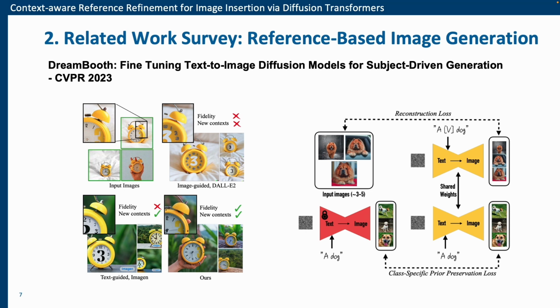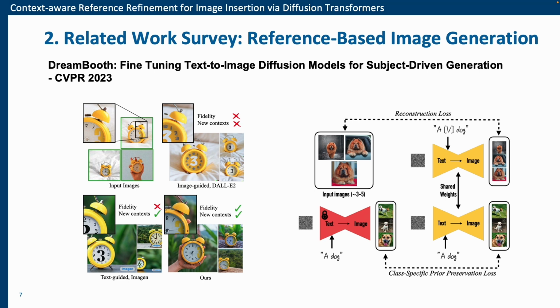Next is DreamBooth. DreamBooth is a personalized image generation method designed for subject-driven generation. Its main idea is to personalize a text-to-image diffusion model using only a few reference images, around 3 to 5 images. The key innovation is that DreamBooth learns to bind a unique identifier token to a specific subject. After fine-tuning, this token can be used in text prompts to generate the same subject in new scenes, poses, styles, and lighting conditions.